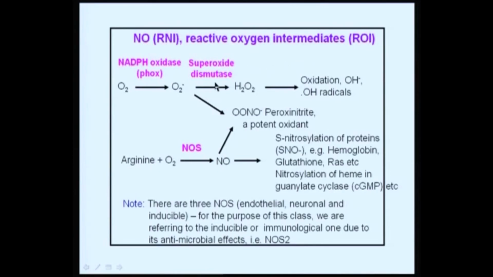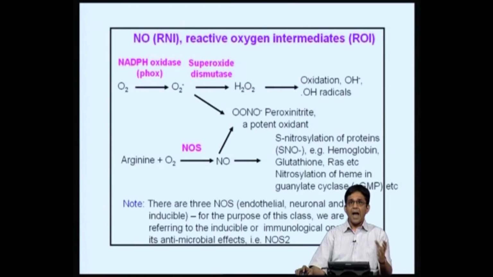Over here, ROI and RNI play a very important role in innate immunity, and the cells that are mainly responsible for these are the neutrophils, which rely mainly on the reactive oxygen intermediates, and macrophages, which rely mainly on the reactive nitrogen intermediates. However, the two pathways can converge together to form a potent oxidant, which is peroxynitrite, and I will go over this a little bit slowly.